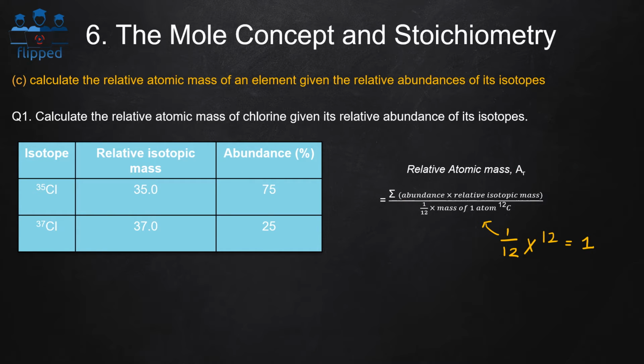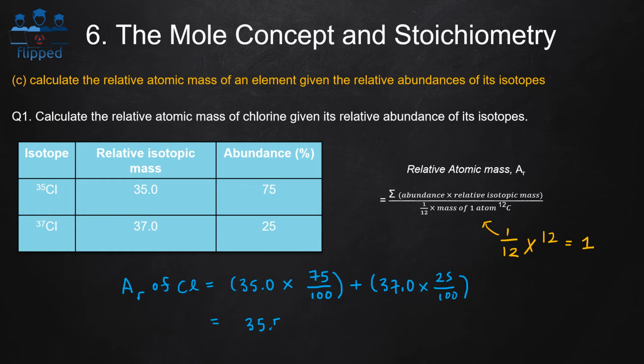So how do I actually do this question? It's quite straightforward. I want to find the AR of Cl. This will be 35.0, I'm talking about 35 Cl now, times the abundance of 75%, 75 over 100. This is the first part. But since this is a sigma, I have to add on everybody. And this is 37.0 times 25 over 100. And if you punch it into the calculator, you'll get a number of 35.5.